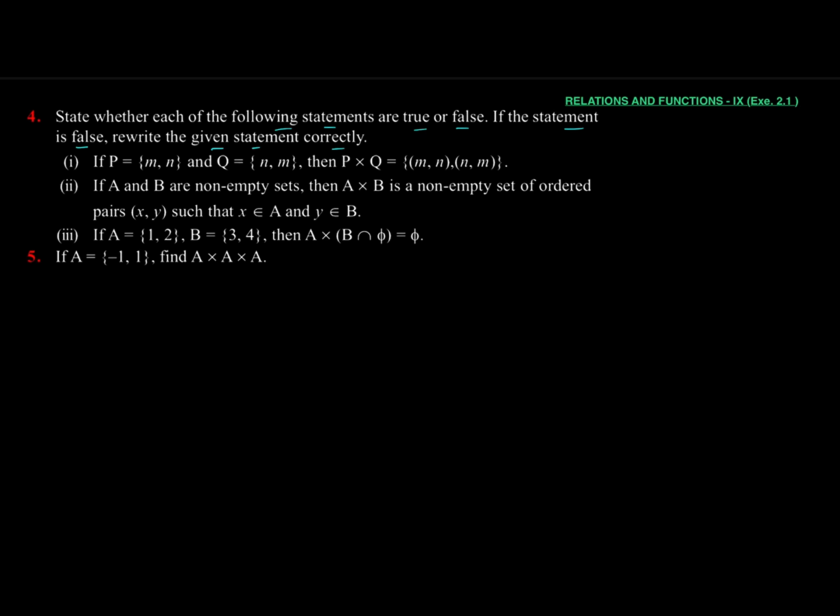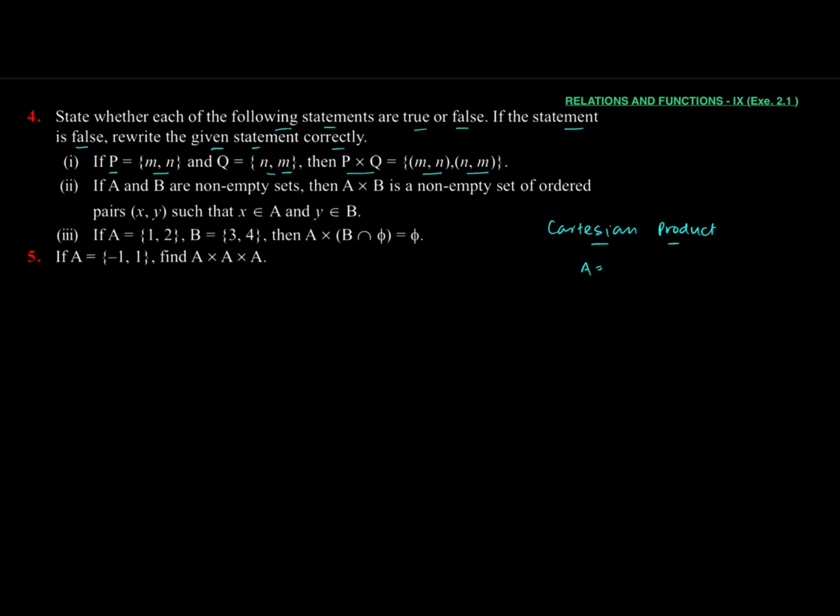The first statement is: if set P contains elements m and n and set Q contains elements n and m, then the Cartesian product set, that is P cross Q, will contain elements mn and nm. We have already gone through the Cartesian product of sets in our previous video, so let us revise it a bit.